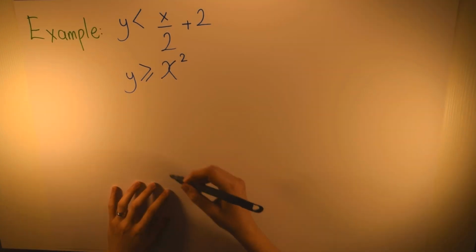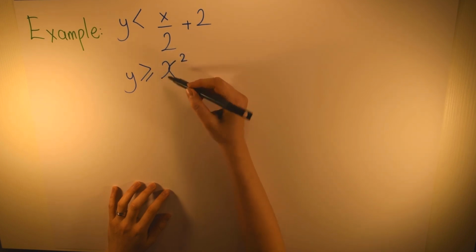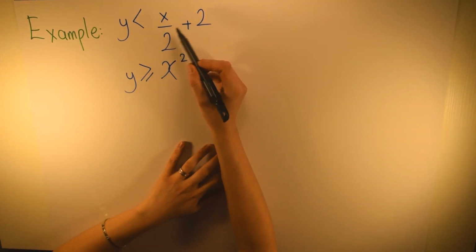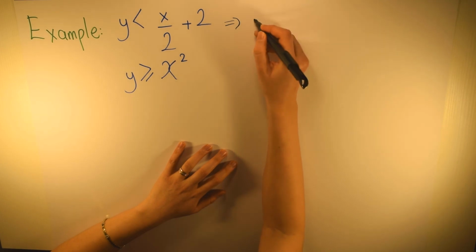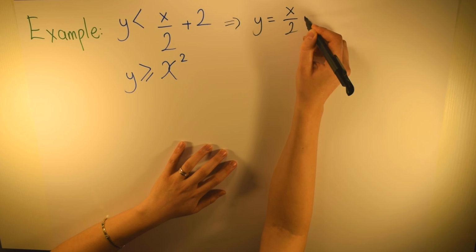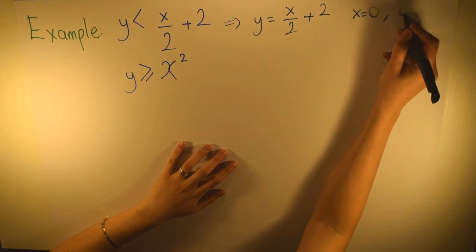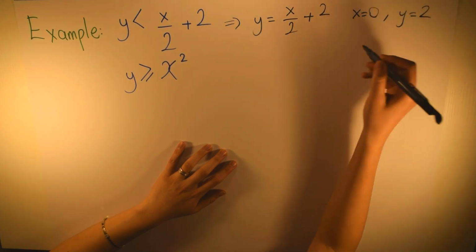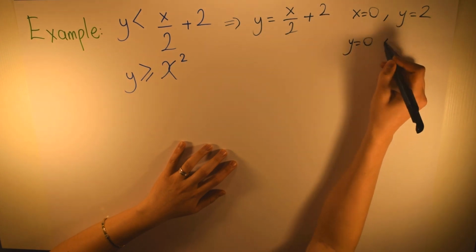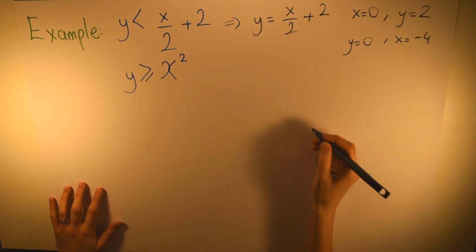In this example, we have y is less than x over 2 plus 2, and y is greater than or equal to x squared. So here we will do the same thing. We will think of this as a linear equation. Here we will think of this like y is equal to x over 2 plus 2. So when x is equal to 0, y is equal to 2. When y is equal to 0, x will be minus 2 times 2, which is minus 4. Okay, so let's draw this one.